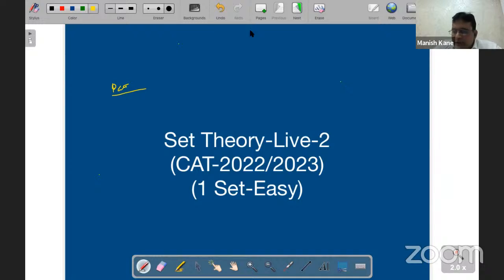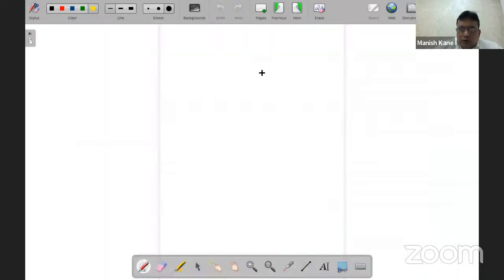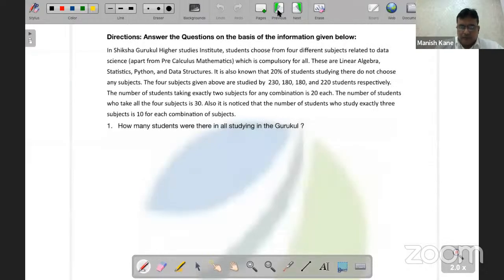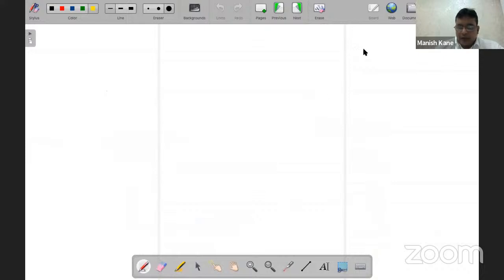Today we have on the agenda set theory, and set theory 4 set questions. Now these questions have appeared in CAT a few years back, and today we are going to do a basic question so that you get a hang of how to draw that 4 set Venn diagram. So this is our question, and we will come to this question in a moment. But before that, I need to give you a bit of a background.